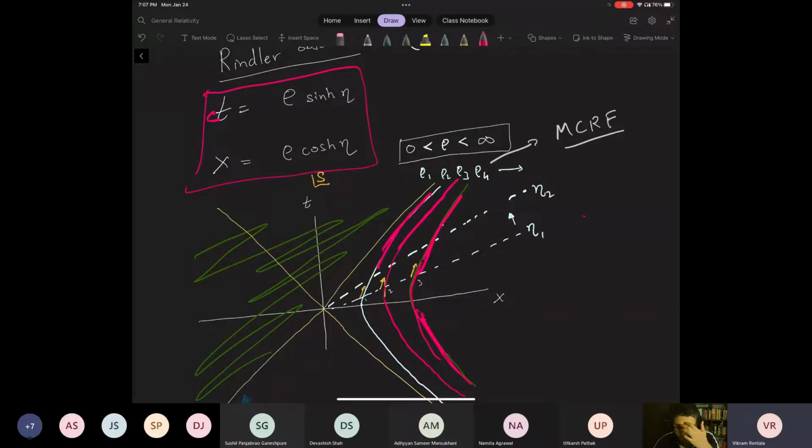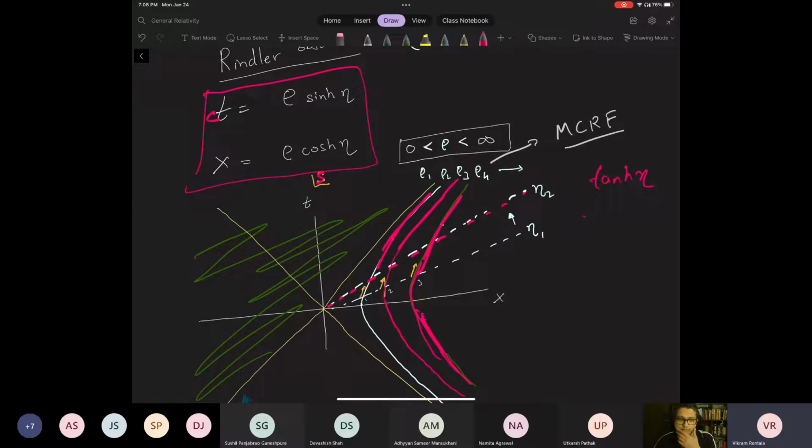Sorry, eta is not the proper time. It's like a time-like coordinate. It's proportional to the proper time for one particular Rindler observer. Okay, and so these lines through the origin are lines of constant eta. Okay, and tanh eta gives you the velocity of a Rindler observer in this inertial frame S.